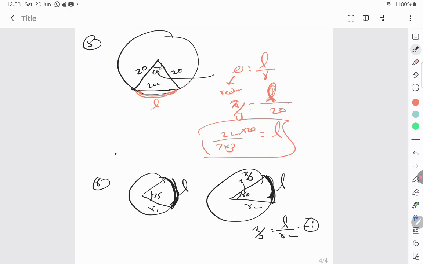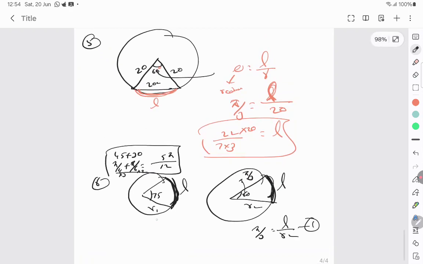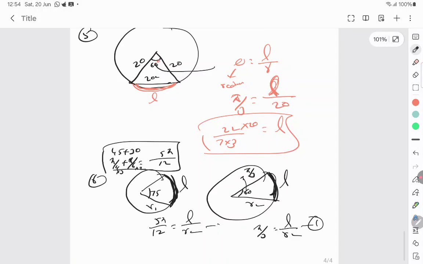We want it in radian only because we are going to write theta is equal to L by R2, my equation 1. 75 degree is 45 plus 30. It's pi by 4 plus pi by 6. So 12: 4 3s are 12, 6 2s are 12, 3 pi, so 5 pi by 12. You should understand the radian measure of 75 degree is 5 pi by 12, which is equal to L by R2. This is your second equation.